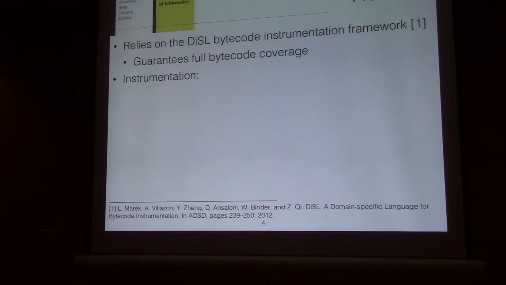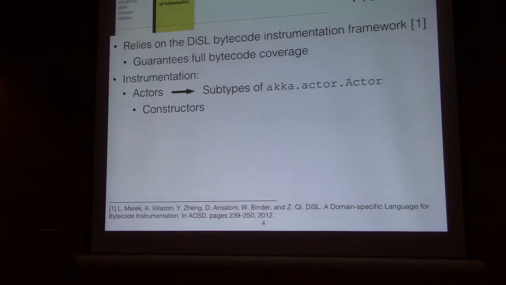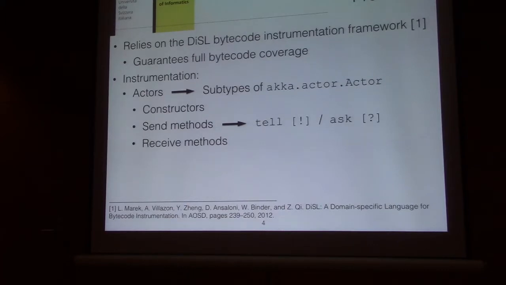Regarding some more instrumentation details, the profiler recognizes every actor that is spawned by an Akka application. This means that the profiler recognizes subtypes of Akka actor, and for each actor it instruments some methods. First of all, it must instrument the constructors, because the profiler has to track the cost of initializing actors. It also instruments methods that actors can rely on for sending messages. For Akka, those are the tell and ask methods. And finally, the profiler also needs to instrument receive methods.